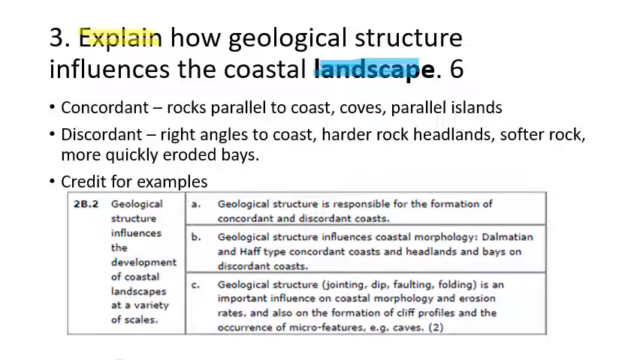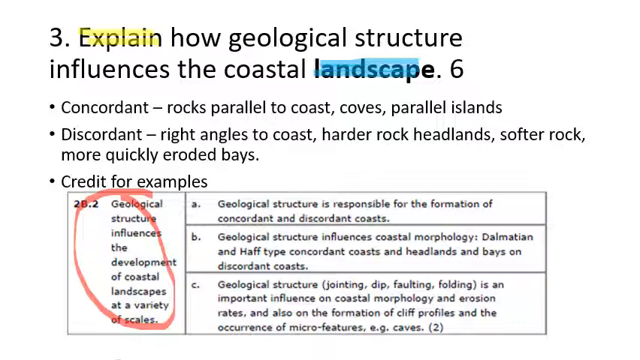You're not writing everything you know, but you've got to be able to pick out the key elements of the question. This was really looking at this idea of concordant or discordant landscapes, because this is the area where it's easiest to link the geological structure. And again, always turn back to the specification that we can see here. So it's the variety of scales.